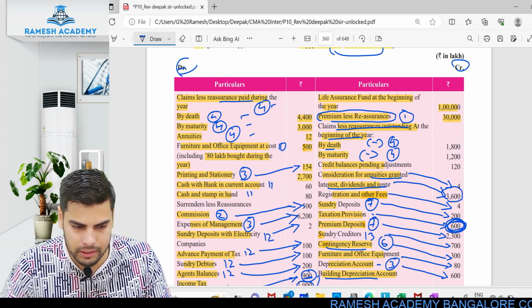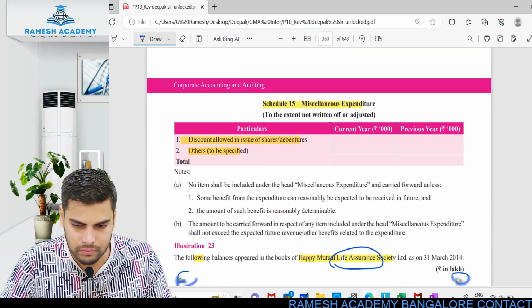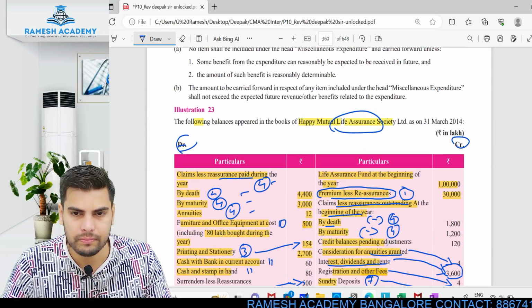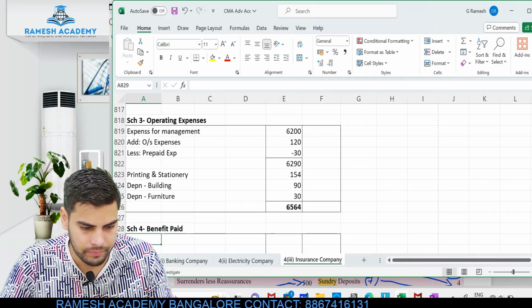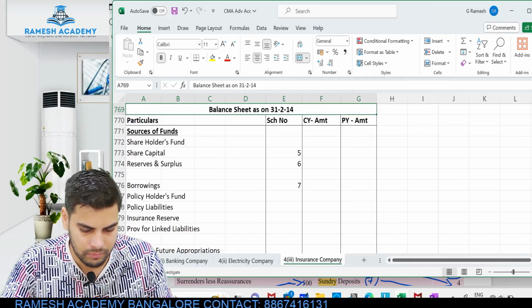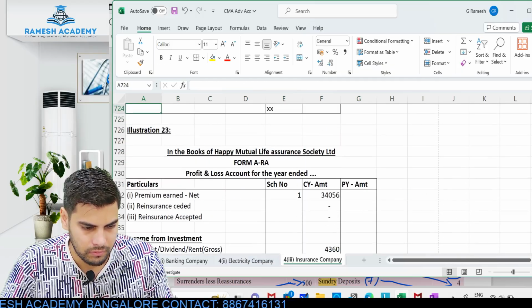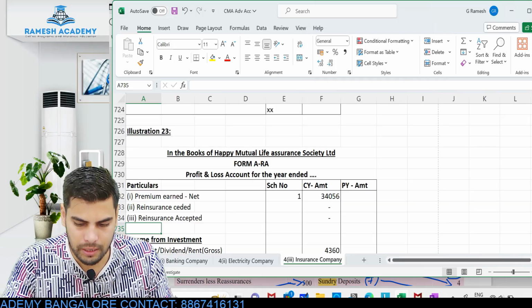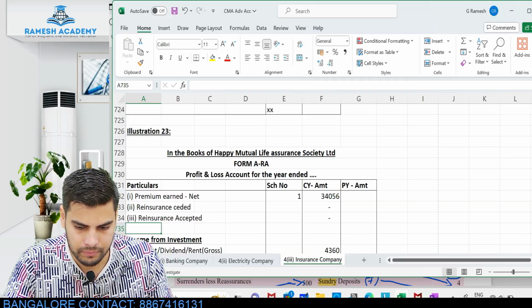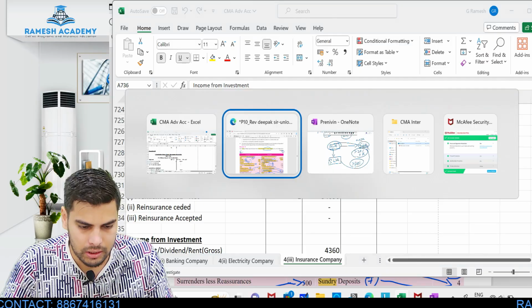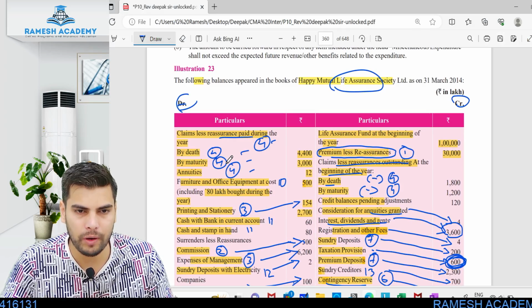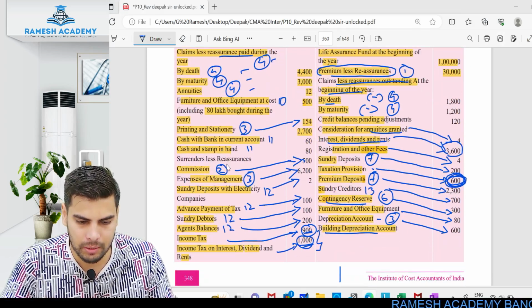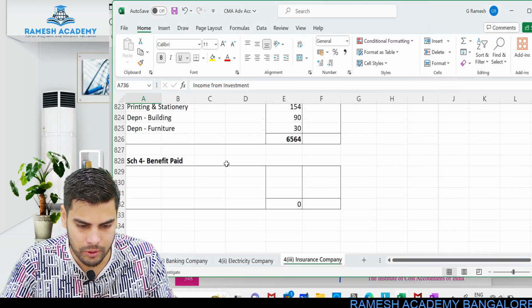Let me just write this particular information. How much is the benefit which is actually being paid? Look at this. Here, if you see claims plus reassurance paid, these are the claims amount we are paying. The claim amount we are settling is nothing but the benefit which is paid. I'll just be writing this particular amount.